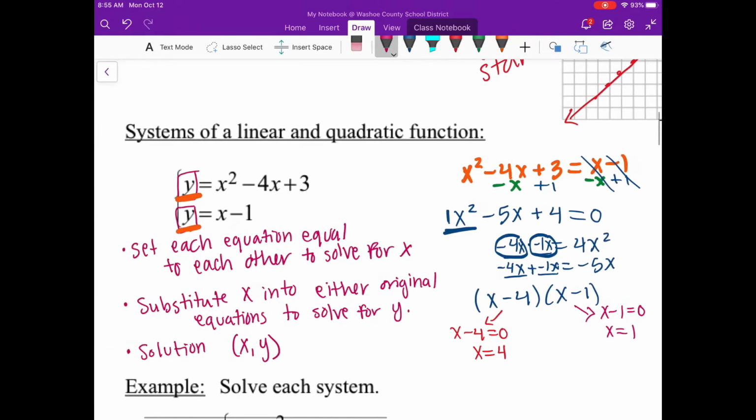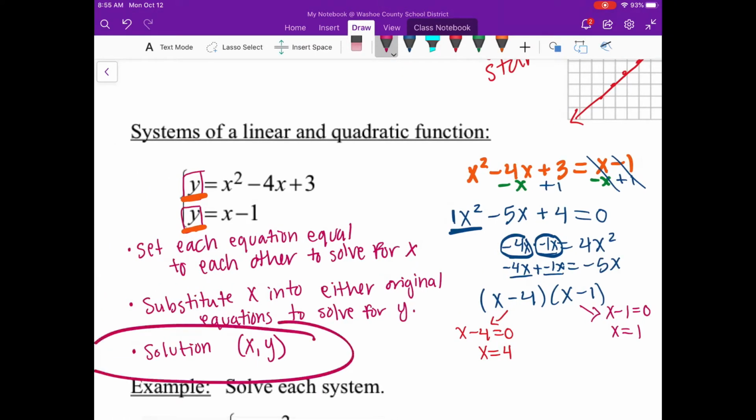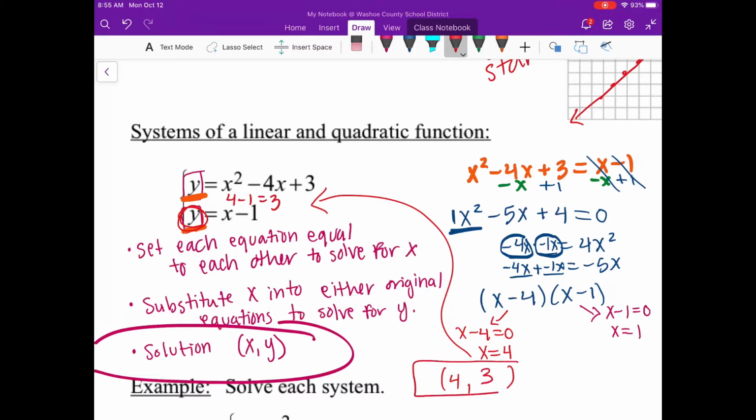Now, this is not your final answer, and if you stop here, you're not going to get full credit. You need to make sure that your solution is a coordinate point. So I only have the x values right now. I know it's going to be 4 comma something, and I'm going to find that something by substituting into either of those equations. I'm going to choose the second one because it seems simpler. If I substitute in 4 for x here, that gives me 4 minus 1, which is 3. And because it's already y equals, I know that's my y value. So here's my first solution.